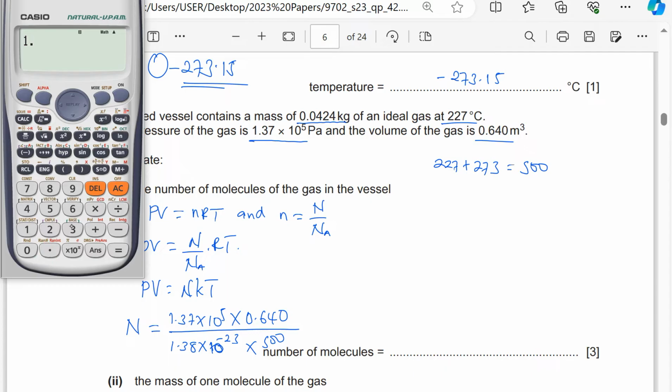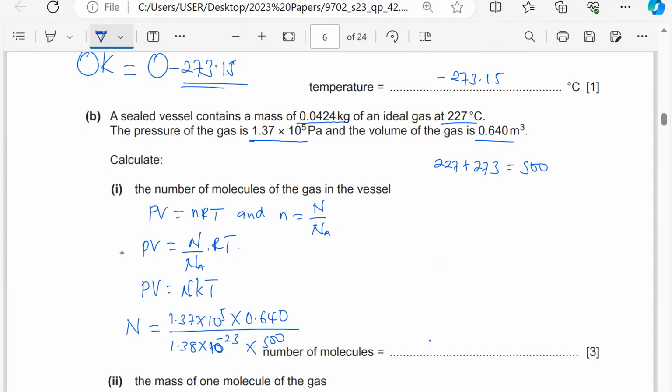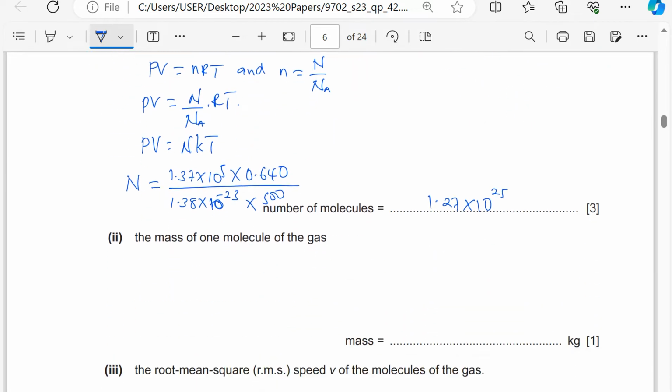So 1.37 × 10^5 times 0.64 divided by 1.38 × 10^-23, divided by 500. That gives 1.27 × 10^25. So 1.27 times 10 to the power of 25. That is the number of molecules.